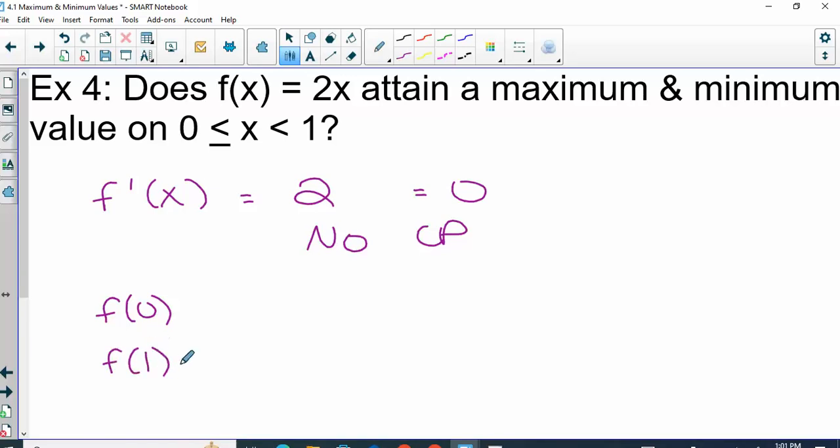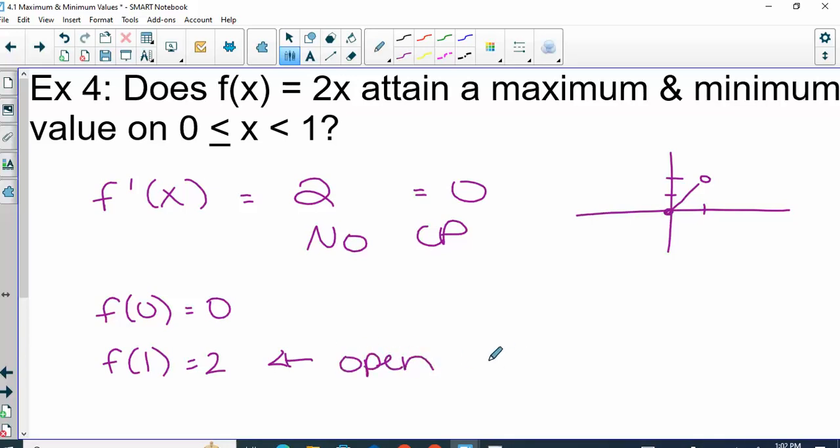But do I really even have 2 endpoints? No. If I put in 0, I get 0. If I put in 1, I get 2. But what this is saying on my graph, 0, 0 is an actual point, but 1, 2 would have been an open circle. So because this is open, that means there is no actual max. What would 0, 0 be? Min.